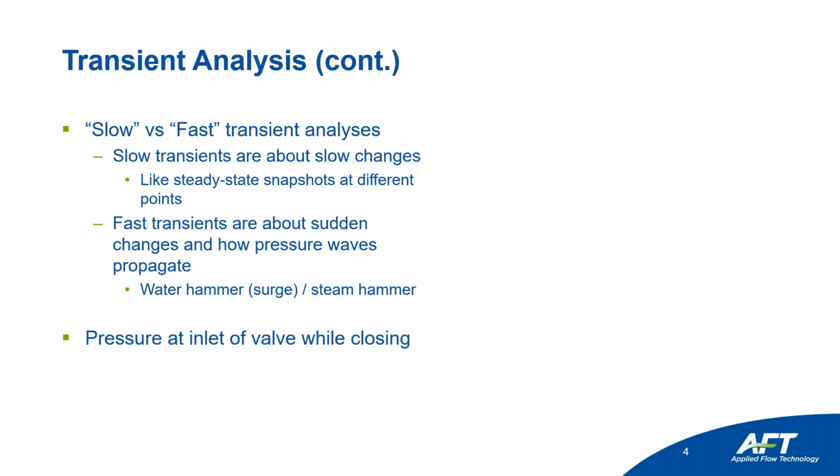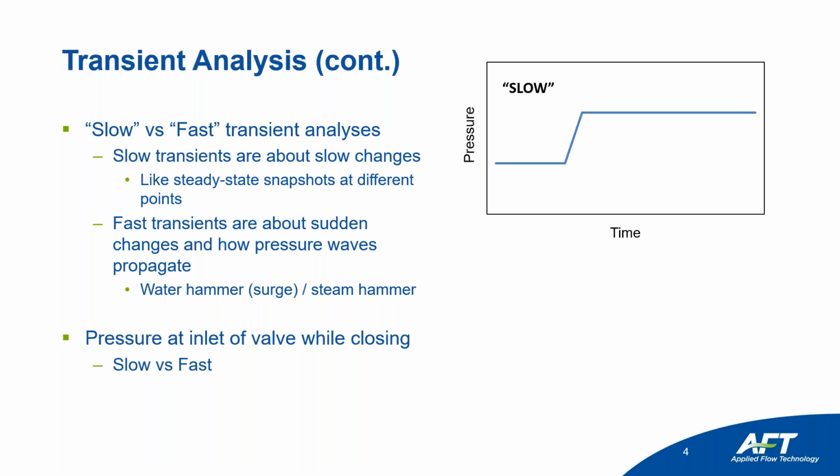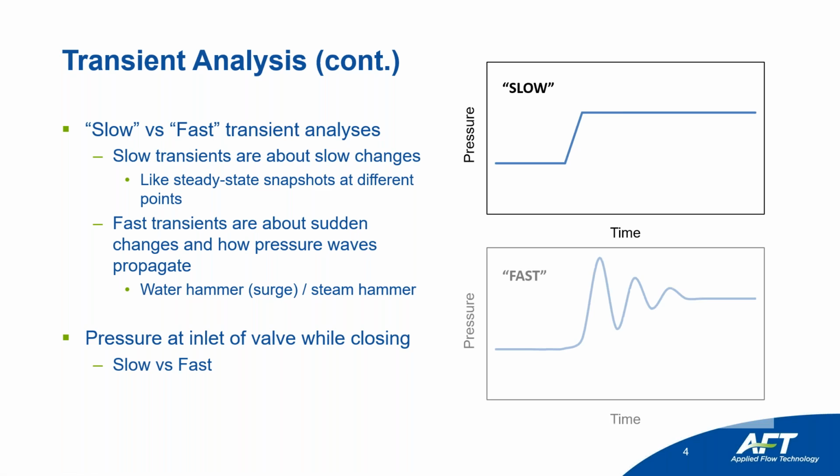There will be an example here where we're looking at pressure at the inlet of a valve while it's closing. So, the difference between slow and fast transient analysis. While a valve is closing, again we are looking at pressure versus time. This is the same point in space, the inlet of the valve. How does that pressure change with time? Well, it's at its steady state pressure. Then you close the valve and now it's at a higher pressure. Since it's closed, it's going to be whatever that upstream pressure was, because now there's no flow and no frictional losses. So it's a simple ramp. It just goes up.